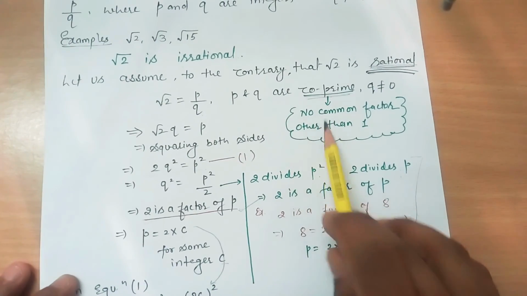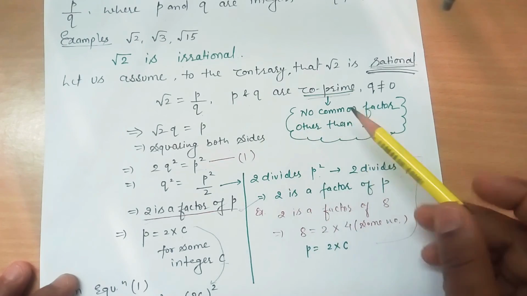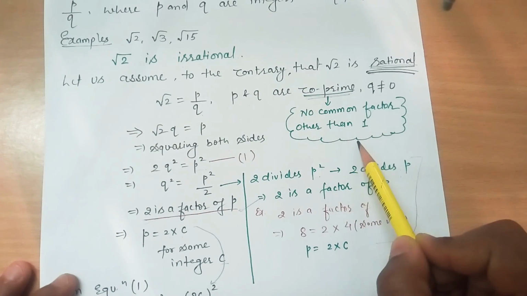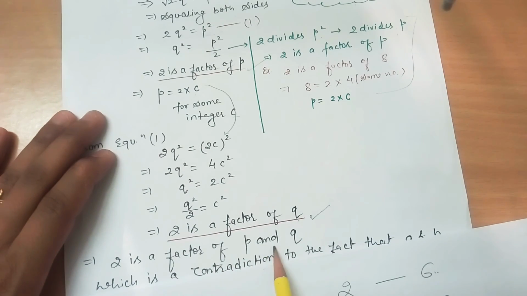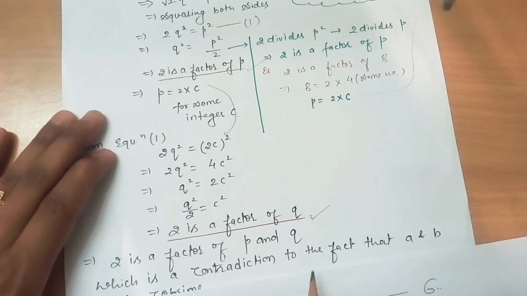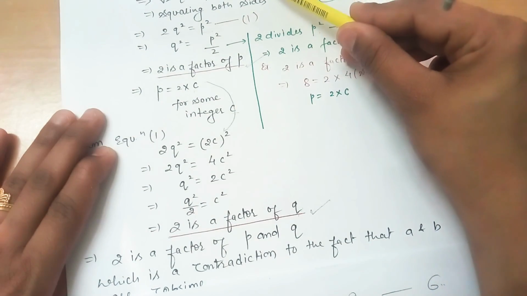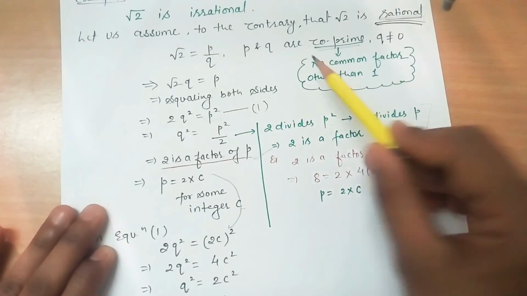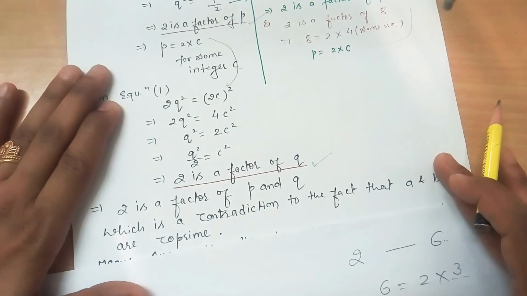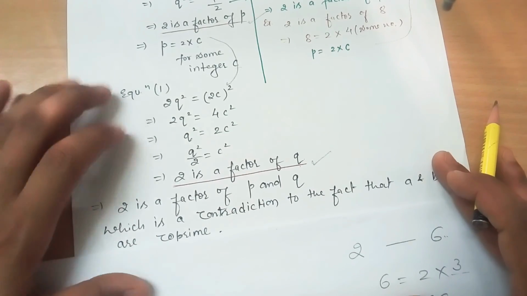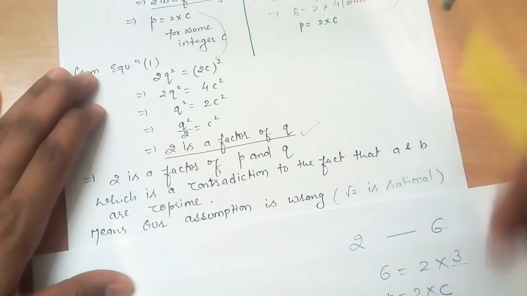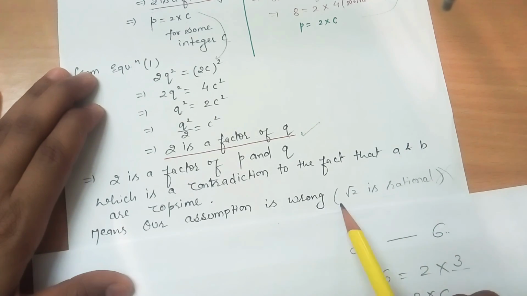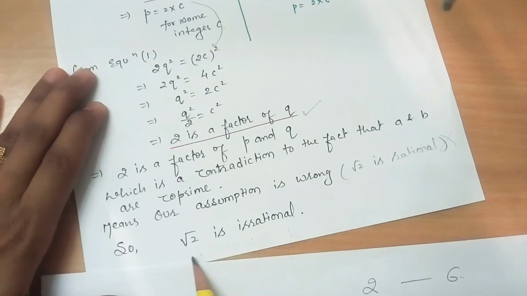Now see, in the beginning we have taken that p and q are co-prime. Co-prime means there is no common factor other than 1. But here 2 is a factor of both p and q. So this is a contradiction to the fact that p and q are co-prime. So we are getting something wrong. It means we have assumed something wrong. Our assumption is wrong, and we had assumed that root 2 is rational. So our assumption is wrong. It means root 2 is not rational. It is irrational.